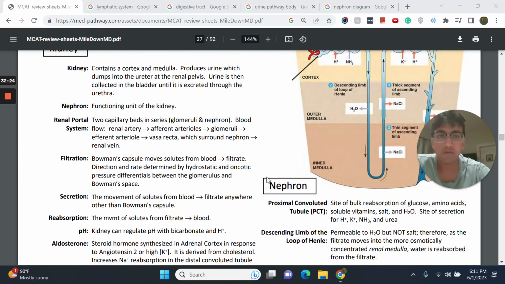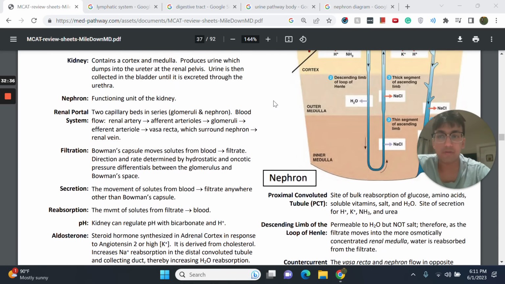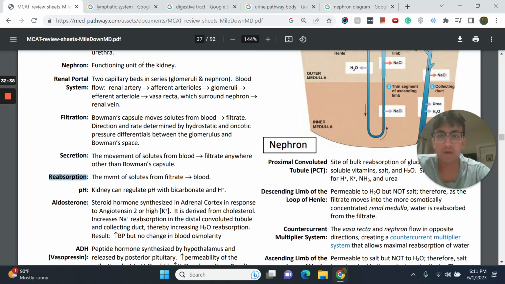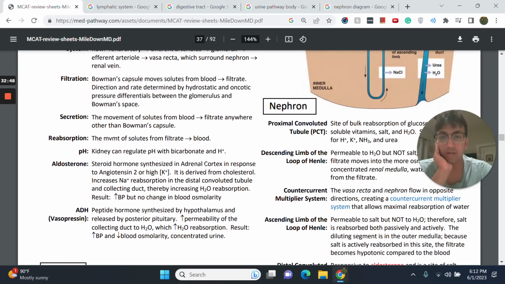Okay, secretion is when you have movement of solutes from the blood into the tubular fluid, and reabsorption is when you're going from the tubular fluid, or the filtrate, to the blood. From the filtrate to the blood is called reabsorption. The kidney is very responsible for regulating pH of the blood and doing all these things with bicarbonate and H+.